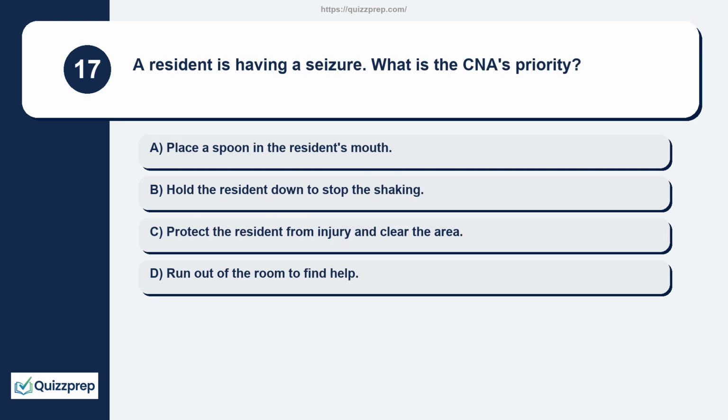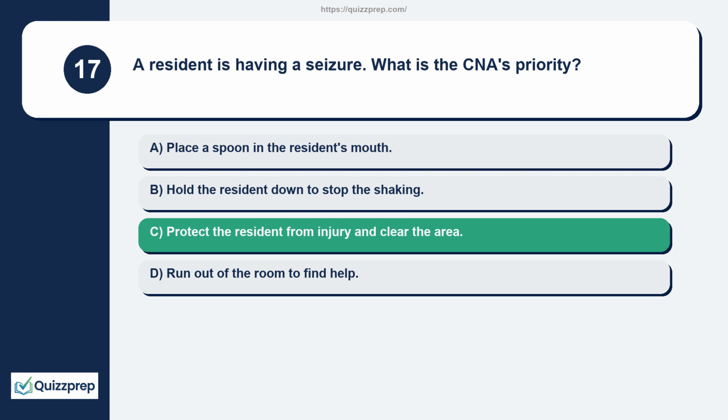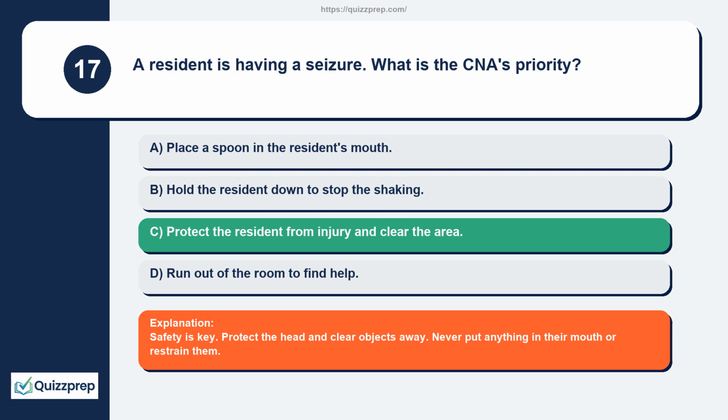Question 17. A resident is having a seizure. What is the CNA's priority? Place a spoon in the resident's mouth, hold the resident down to stop the shaking, protect the resident from injury and clear the area, or run out of the room to find help? Safety is key. Protect the head and clear objects away. Never put anything in their mouth or restrain them.